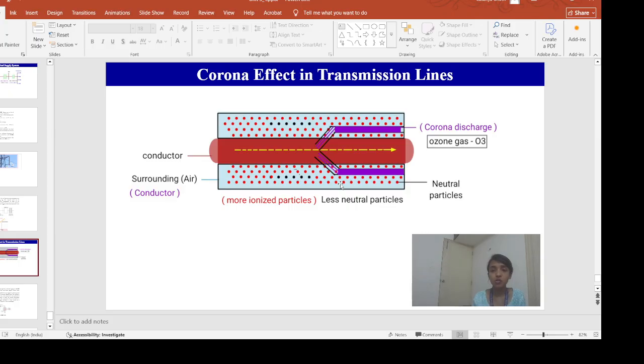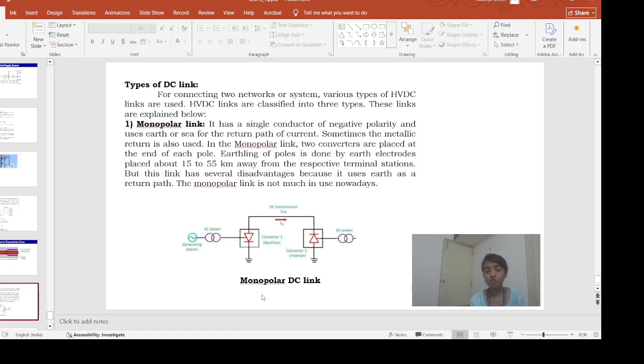Corona effect is one kind of loss, and we don't want any kind of loss during our transmission. But if you have a negative conductor, or a negatively charged particle, then the electric field won't be that strong surrounding the conductor. So if the electric field is not that strong, the corona effect will be less. Here, why are we calling it monopolar? Because we are using only one polarity transmission line, the negative polarity conductor, in order to reduce the corona effect. But if there is some fault in the transmission line, then the entire system is useless.